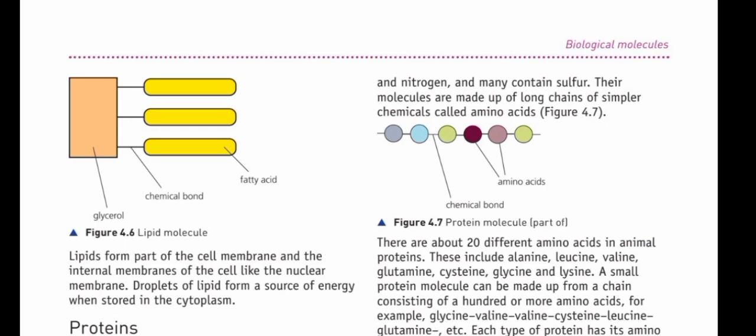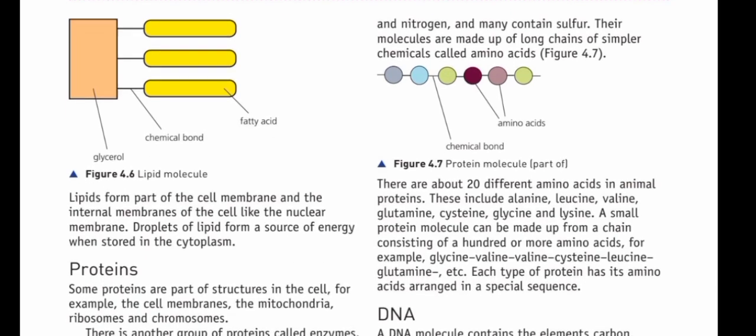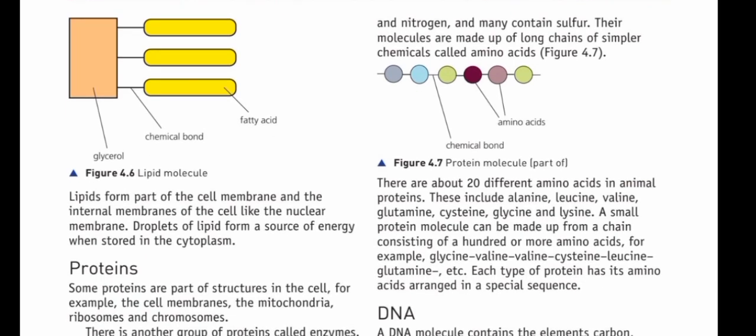Now discuss the functions of lipids in the cell. Lipids play several very important roles in living organisms. Here is the first point, energy storage. Lipids act as an energy reserve in the body. When the body has extra energy, it stores it in the form of fat droplets in the cytoplasm of the cell. These lipid droplets can later be broken down to release energy.